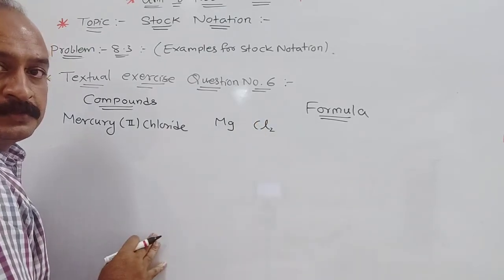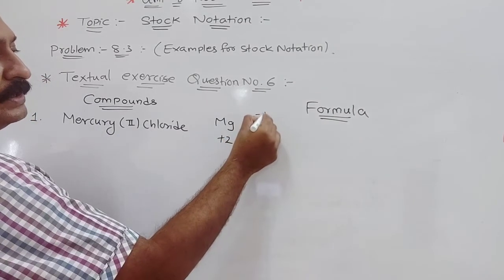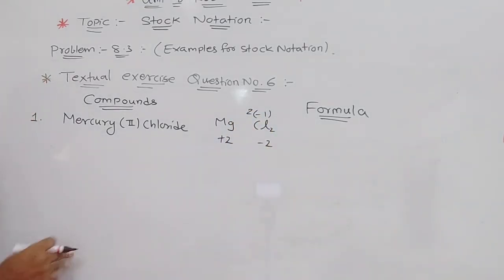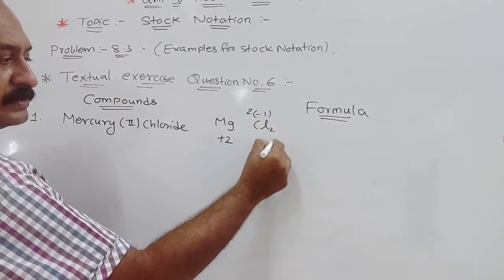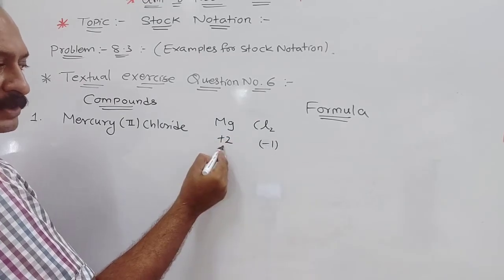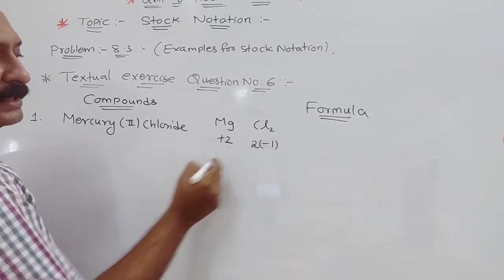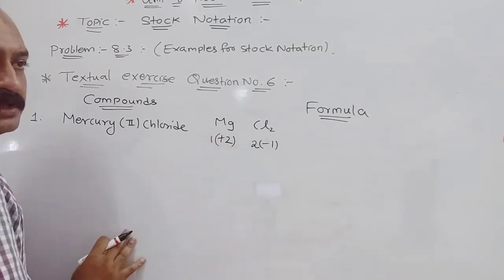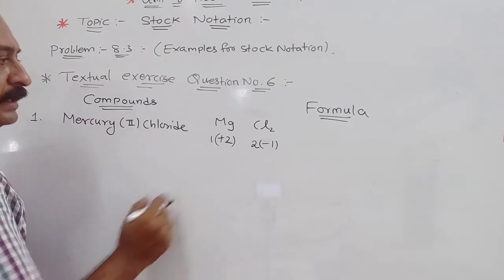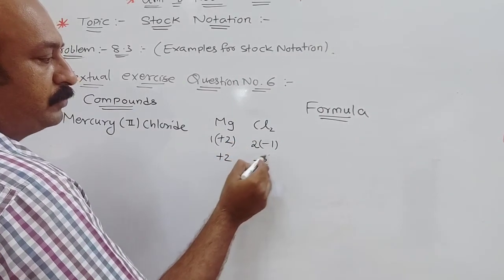Now when we say mercury 2 chloride, it is Hg2Cl2. In this case Hg is +1 and chlorine is -1. So to make the oxidation number the same, because this is a neutral compound, you have to multiply this with 2 and this with 1. Understood this part? Yes or no? To make the oxidation number the same, the simple thing is it will be +2 and -2, so both will get cancelled.